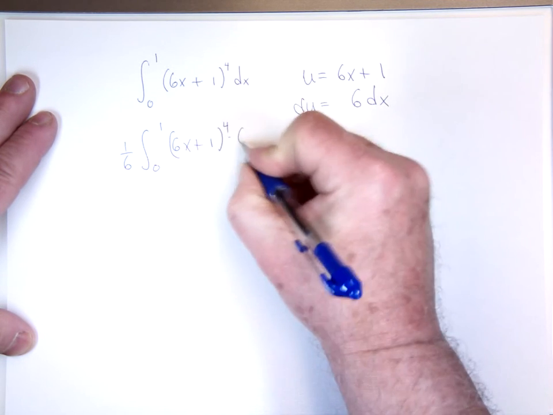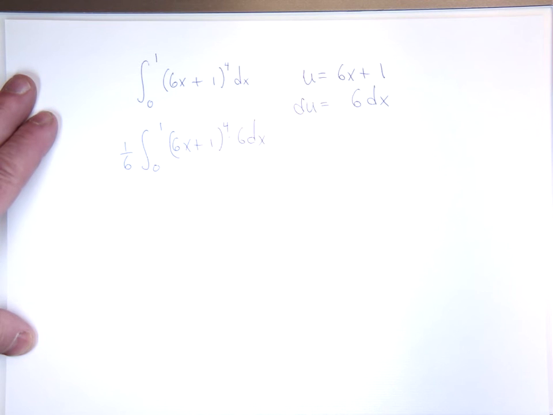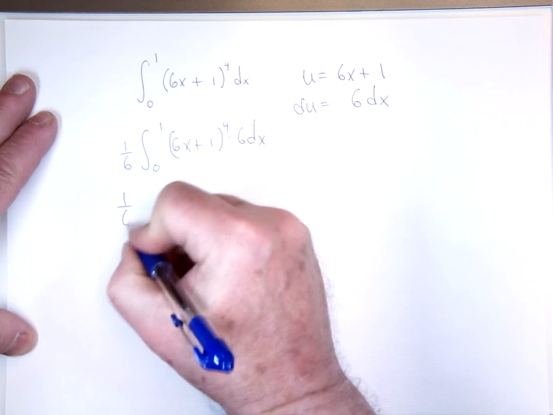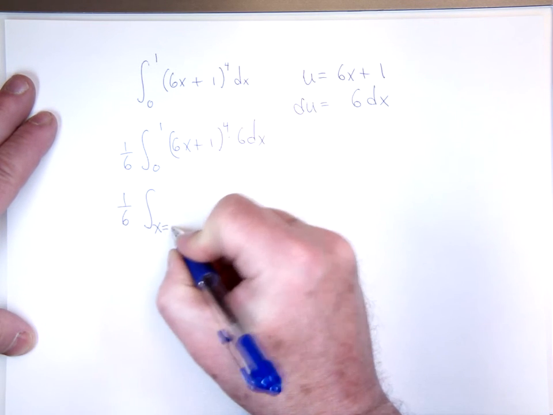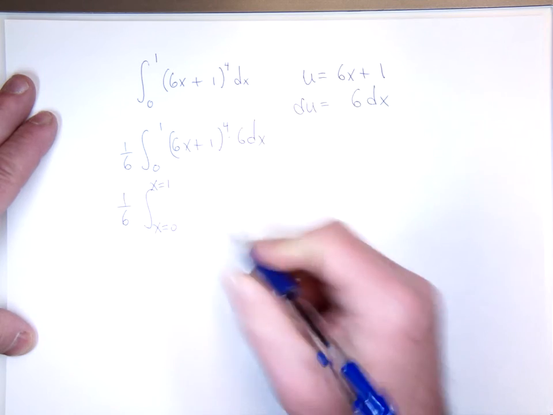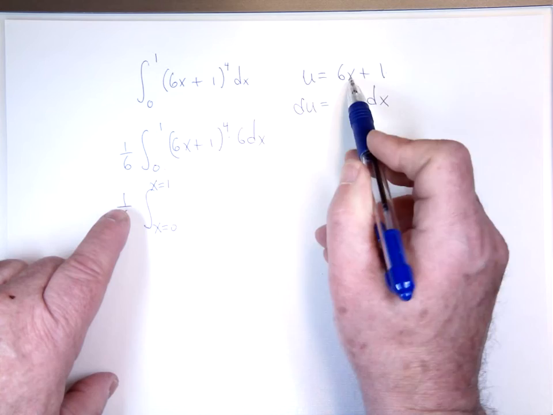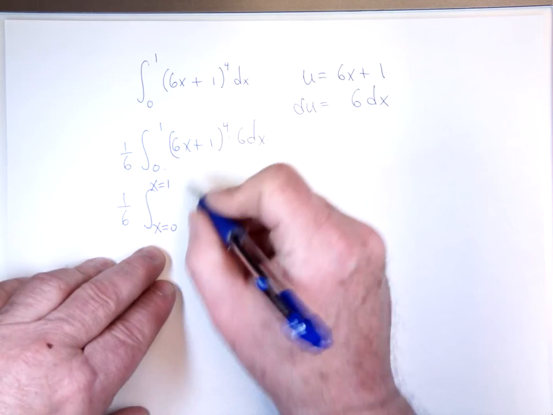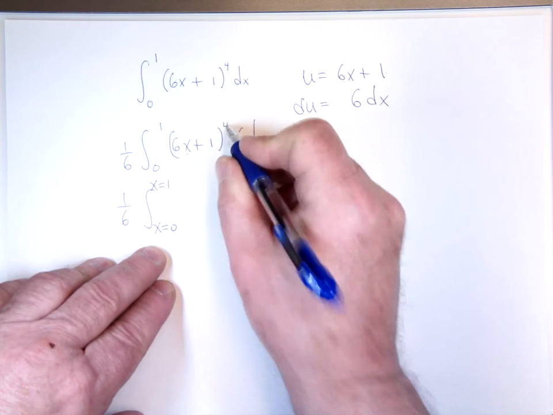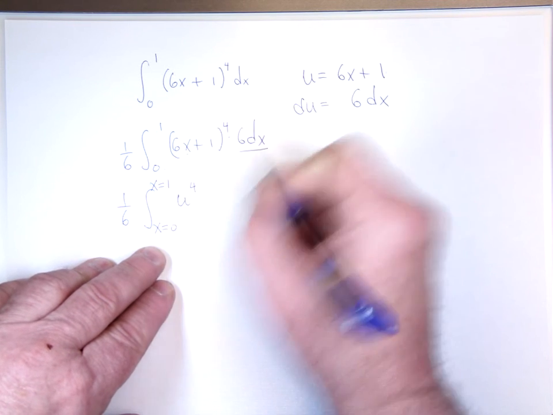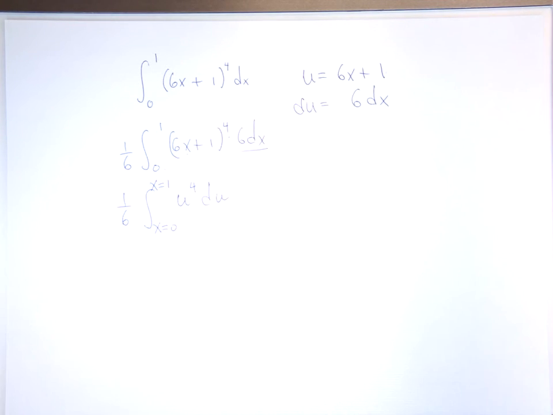So it's 1/6 the integral. Now these are x limits. I could go to u limits. When x is 0, u is 1. When x is 1, u is 7. Most people just went with x limits here. This is u to the 4th du. People had this, and this is really good. 1/6 is here, u to the 4th du.